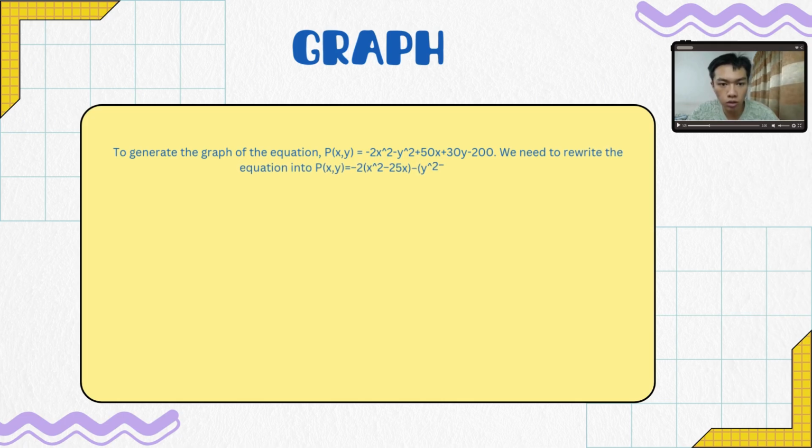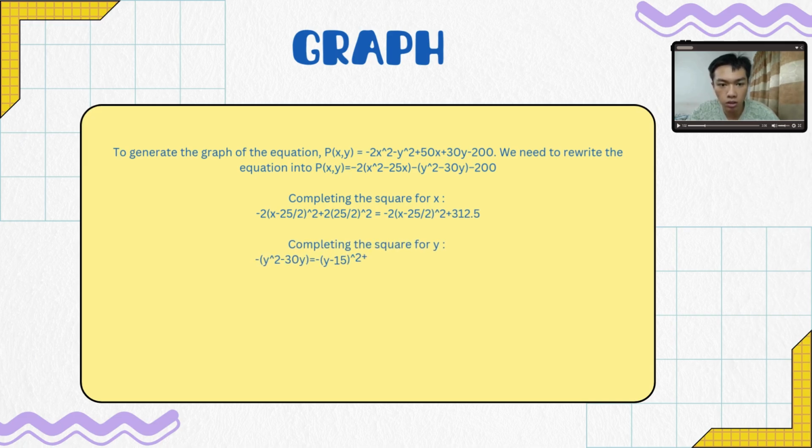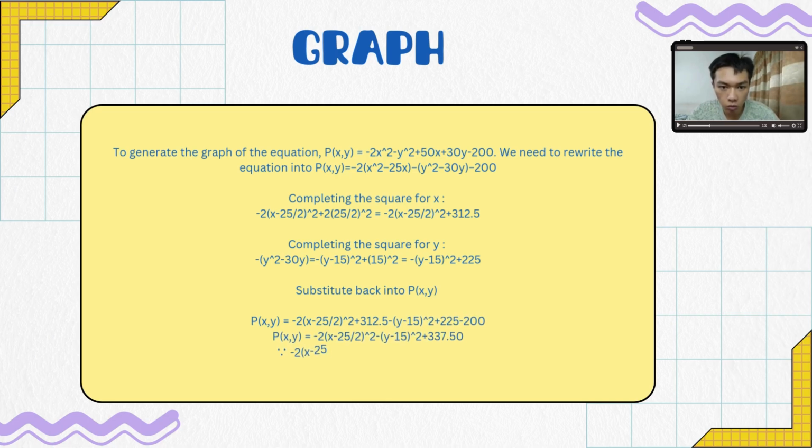So, in order to generate the graph of the equation P(x,y) = -2x² - y² + 50x + 30y - 200, we need to rewrite the equation into P(x,y) = -2x² - 25x - y² - 30y - 200. After that, we need to do the completing the square for x: -2(x - 25/2)² + 2 × (25/2)², which equals -2(x - 25/2)² + 312.5.